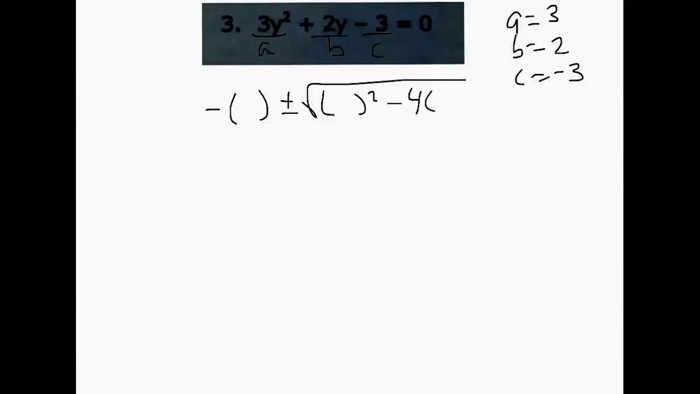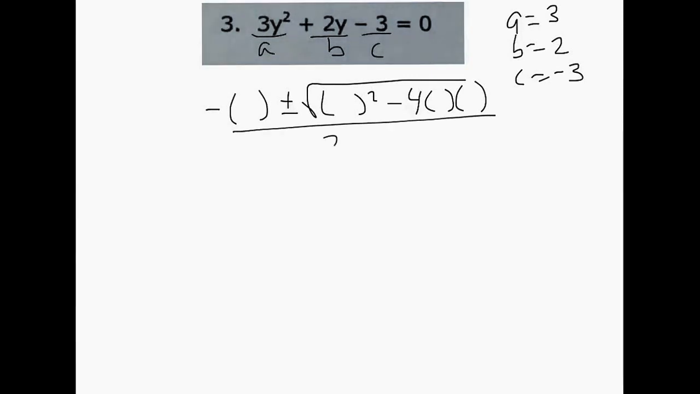So the first thing we had to do was identify what's A, B, and C. So A, B, C: 3, 2, negative 3. So I'm going to do my template here. Parentheses plus or minus the square root of parentheses squared minus 4 parentheses, 2 parentheses. So it starts out with negative of b. So there's 2. And then b squared. And then minus 4 times a times c all divided by 2 times a.